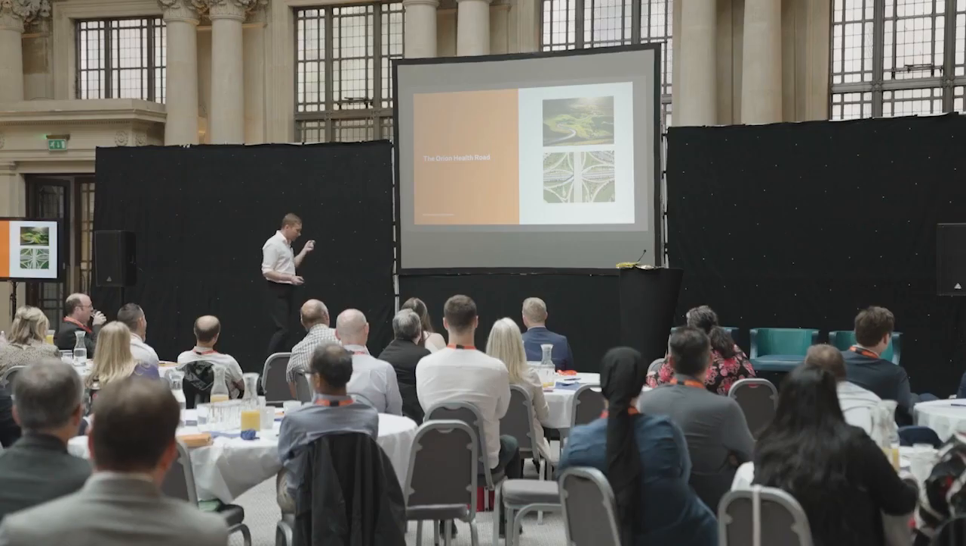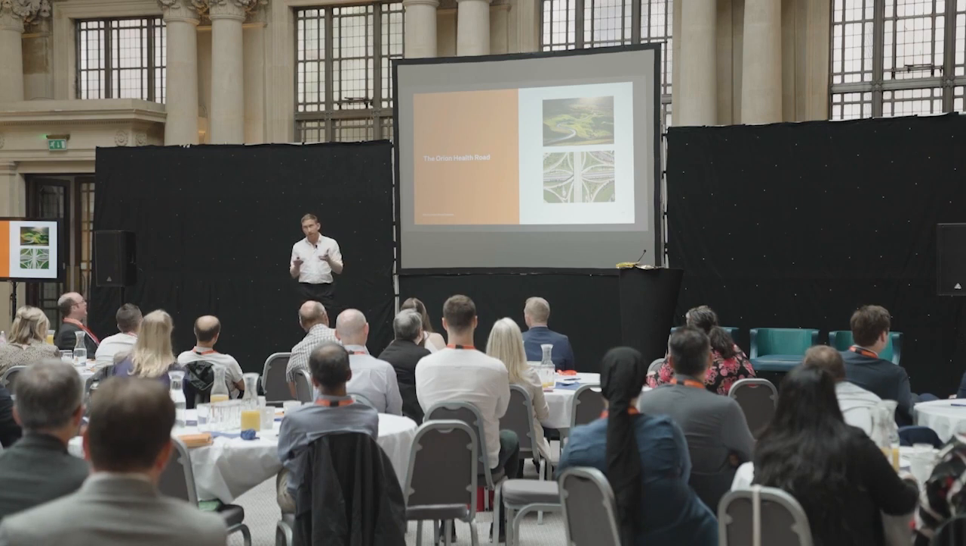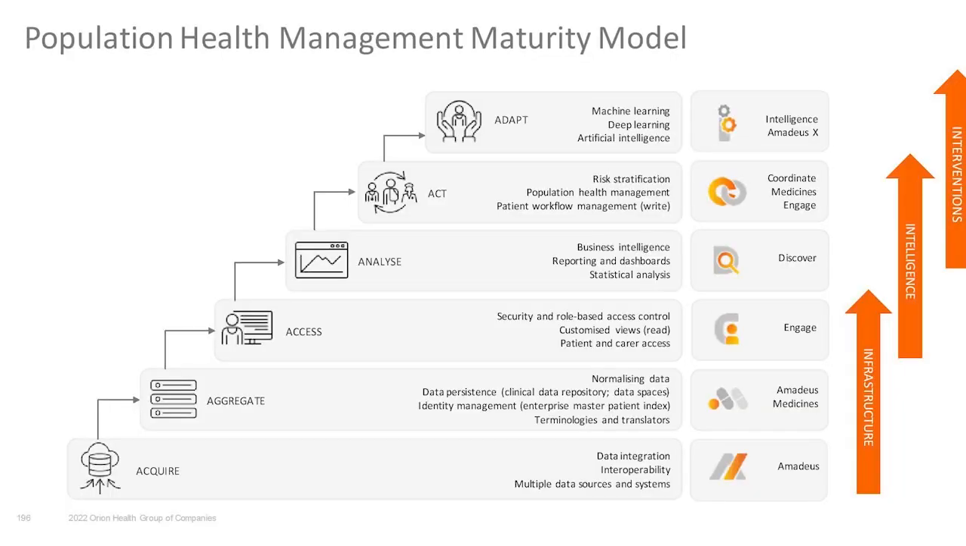But on a serious note, I guess the solutions that we're going to talk through hopefully will provide simple ways to get on that journey towards population health management. Another slide that you've seen already today, aligning our maturity model to the three different pillars: infrastructure, intelligence, and interventions, and then working from bottom to top. They are some of the capabilities that we offer.